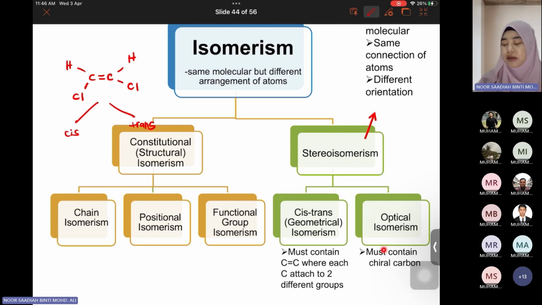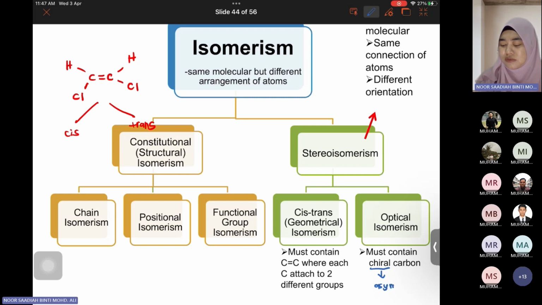But before that, let me complete the requirement for optical isomerism. For optical isomerism, very straightforward. The requirement is that the organic compound must contain at least one chiral carbon. So you have a lot of terms being introduced here. Hopefully you can catch up and you can remember. So chiral carbon. What is chiral carbon? Chiral carbon is also known as asymmetric carbon.